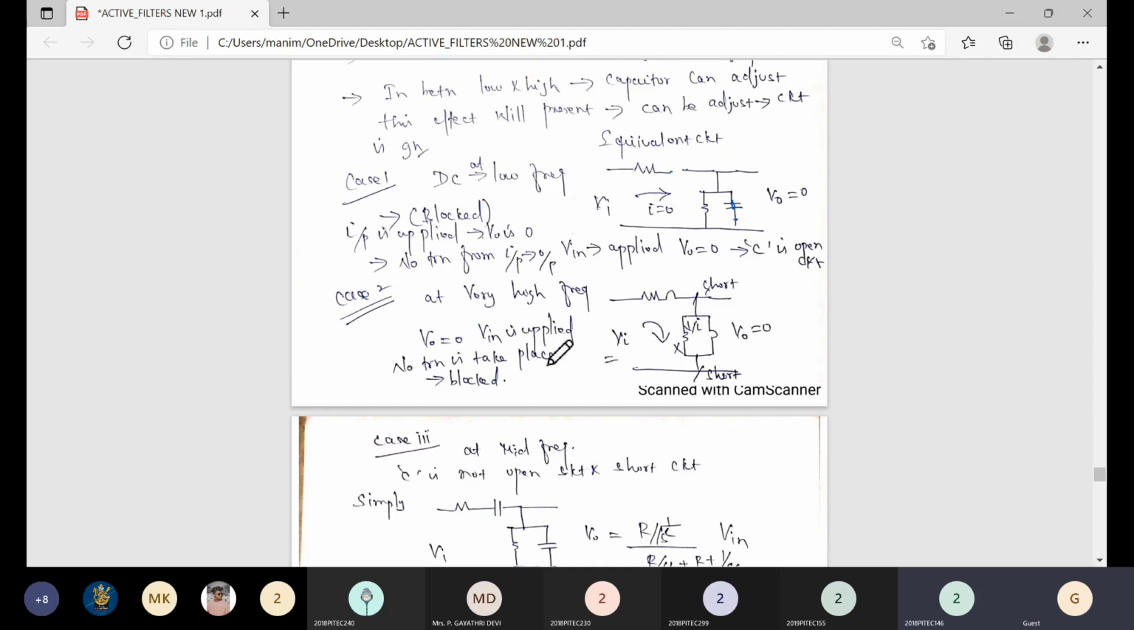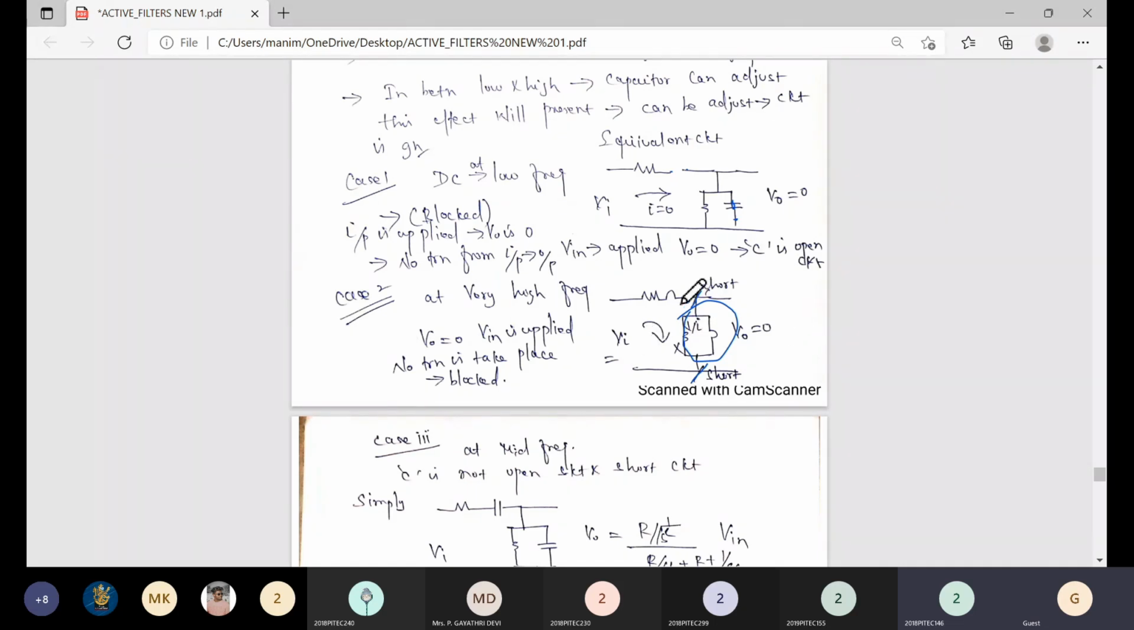Then the second case, where the frequency is high. The reactance of the capacitance is very low, that is 0, so it acts as a short circuit. Here also no current flows through this circuit. We give V in, so what is V naught? For low frequency, V naught should be 0, since this is open, so there is no transmission from input to output. For high frequency, we apply V in, and V naught should be 0.